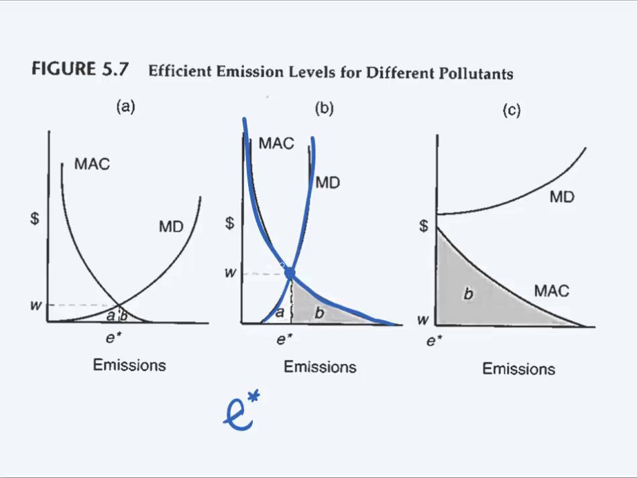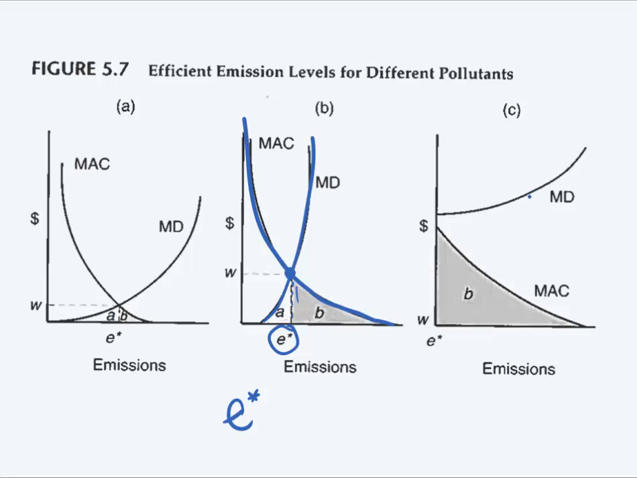This causes the efficient level to be at E star, and B again is a lot bigger than A, meaning it's not always the case that your total abatement cost B is equal to your total damages A. It's not about the size of the total abatement cost and the total damages, it's where marginal abatement cost is equal to marginal damages. So this could have a very weird shape in weird circumstances like this one.